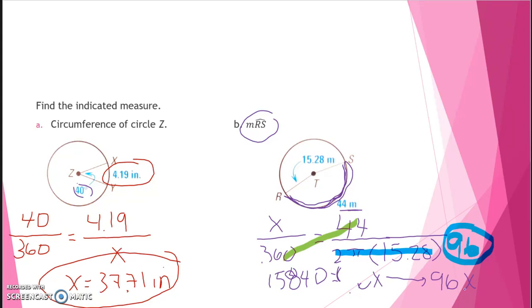Then you're just going to solve for x. You're going to divide by 96 on both sides, and you get the final answer: x is equal to 165 degrees. So that's how your arc length works. Like I say, you also use those proportions to find your circumference and your arc measure, so you will see a mix of both of those when you go to do your assignment.